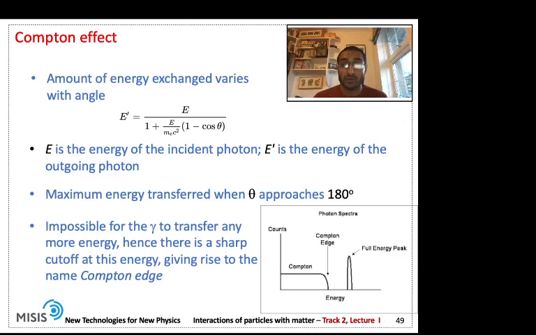However, it's impossible for the photon to transfer any more energy beyond this point. So there's then a sharp cutoff at this maximum energy, giving rise to the name Compton edge. So if you look at the number of counts as a function of energy, one can see the Compton effect resulting in some energy loss right up until the effect falls off at this so-called Compton edge.